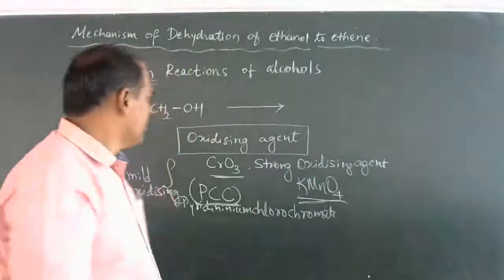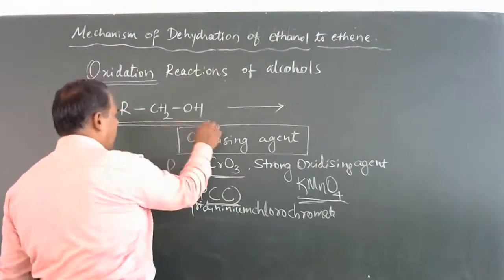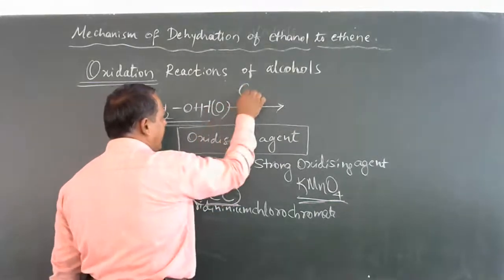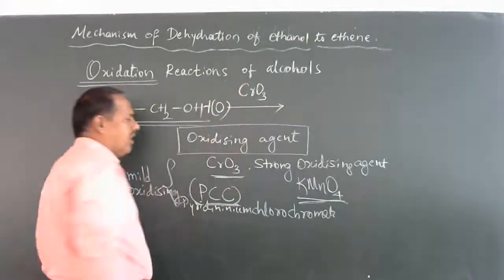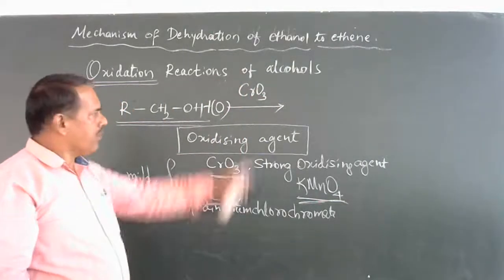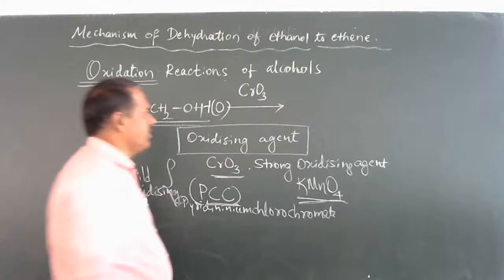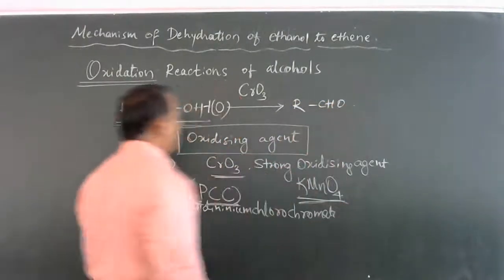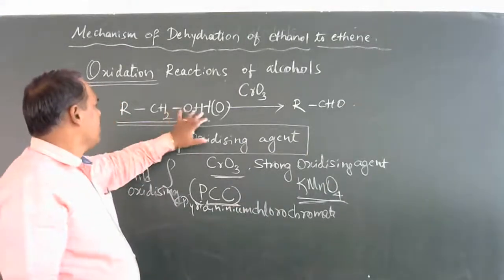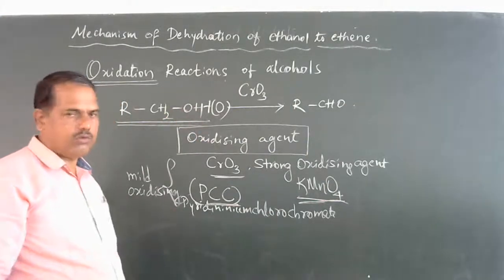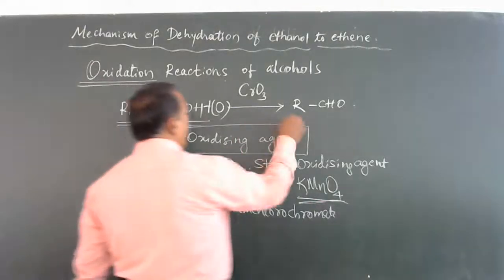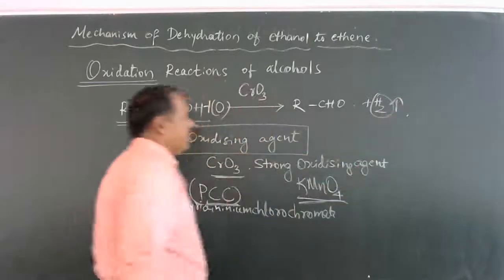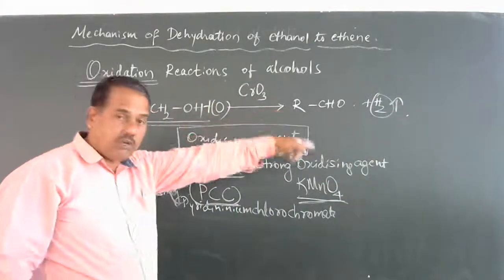Are you clear? See, when alcohol is oxidized in the presence of a mild oxidizing agent like CrO3, what may be the product? An aldehyde, R-CHO. The H and O are removed as hydrogen, plus H2, hydrogen gas, is removed. Therefore, it is called dehydrogenation.